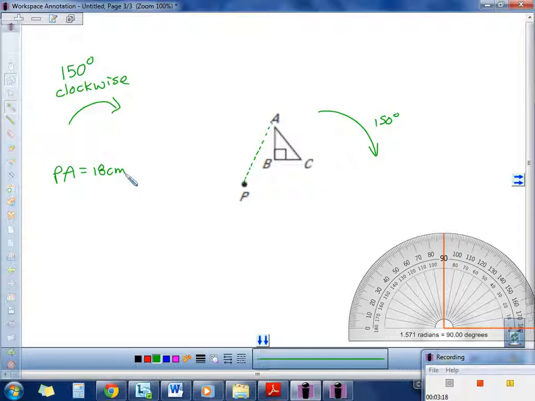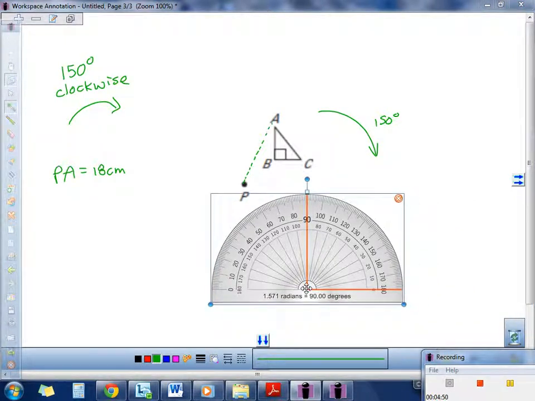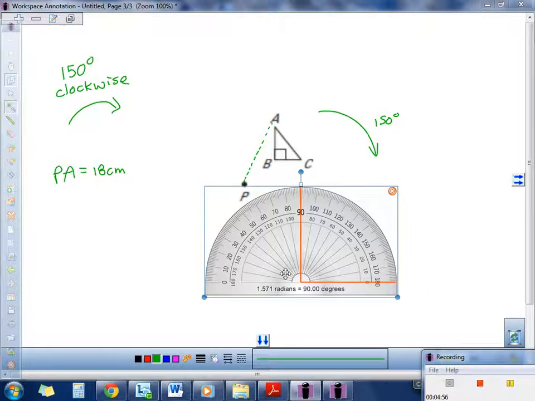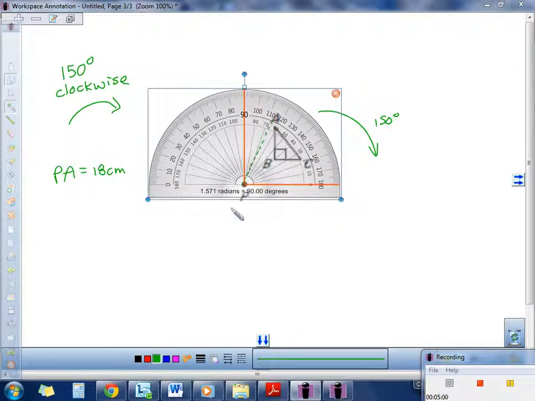So I'm just going to do one at a time. There's my segment PA, and I want to rotate it 150 degrees. Now I'll grab my protractor, and this spot right here is my center on my protractor. I need to line this center with my point P. So I'm going to drag it over.